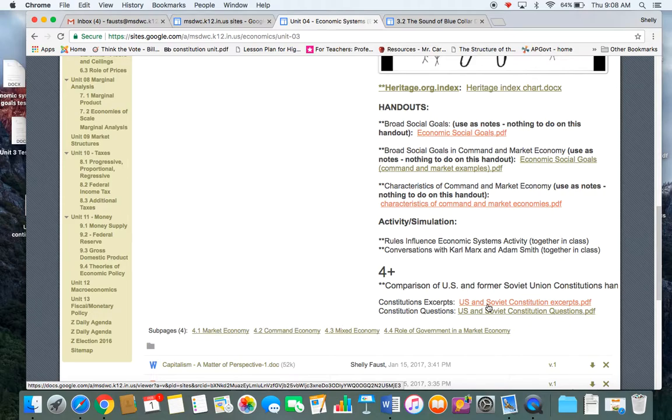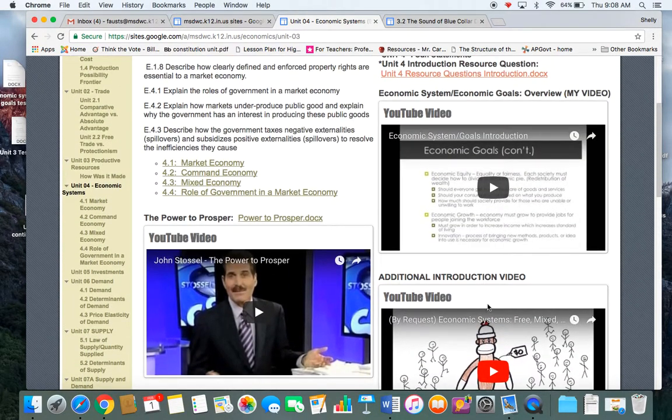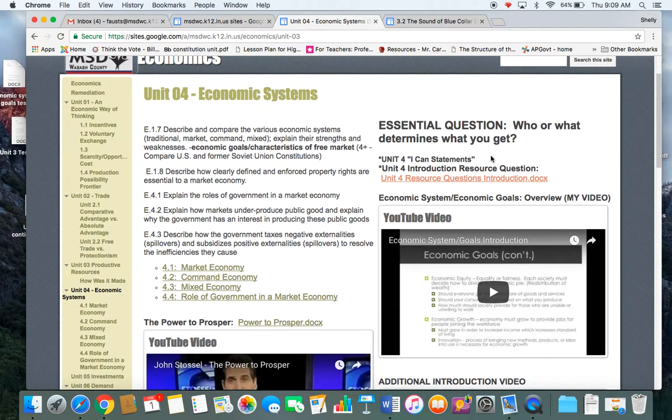And private property ownership and the protection of that ownership is one of the cornerstones of what our economic system is all about. Here's a handout that you can print off, The Power to Prosper. It's a very short video, but it discusses why some countries prosper economically more than other countries. So that's really good, and there will be some test questions for there. So make sure you're going through, like I said, these will be posted there.